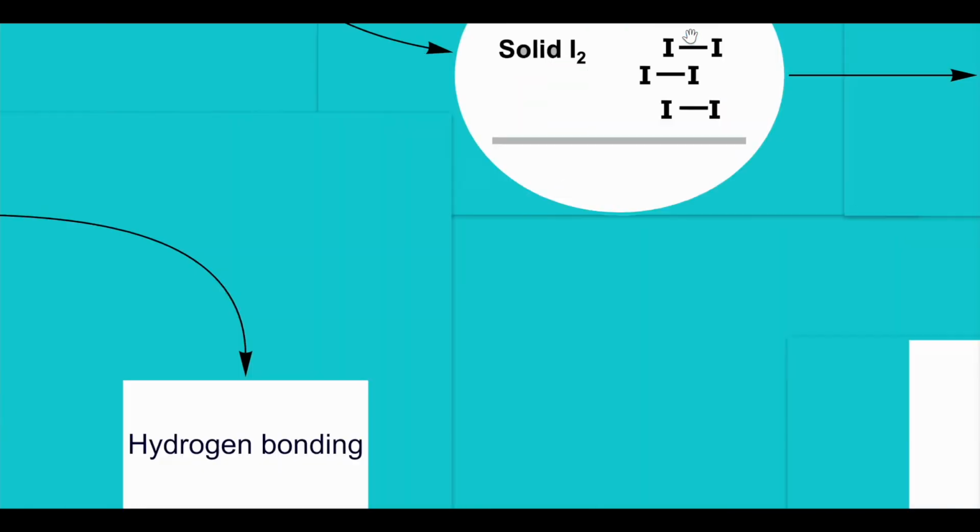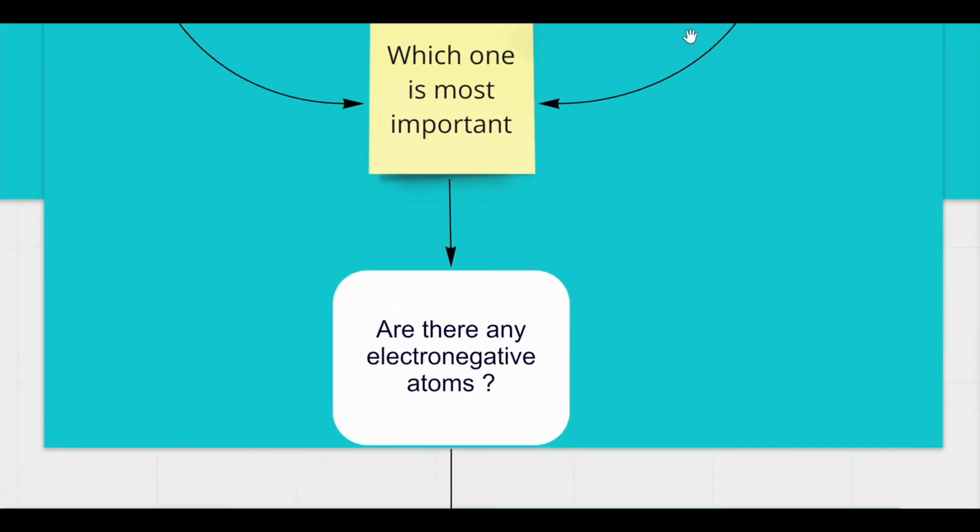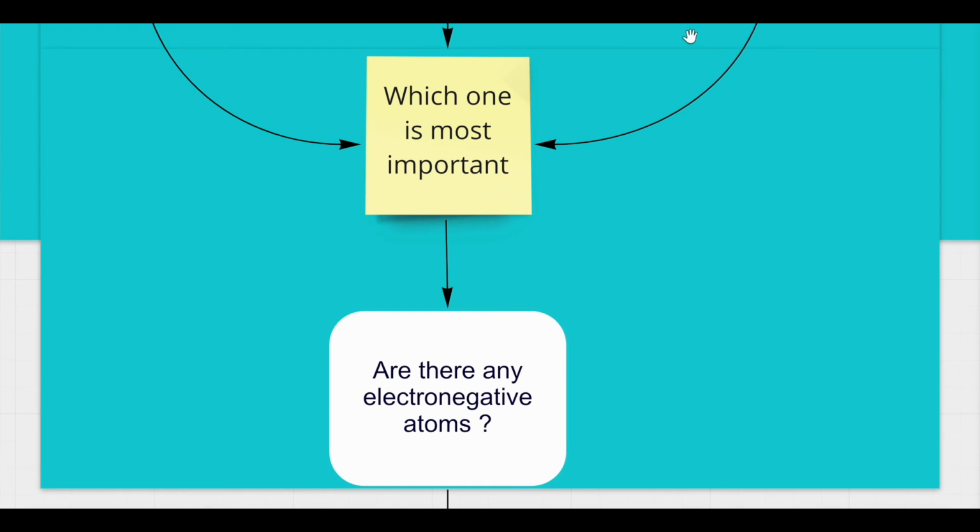So when we go back and we look at the 3 types of intermolecular forces that you now are aware of, having studied that unit, there are instantaneous dipole-induced dipole forces, also known as London forces, permanent dipole forces, and hydrogen bonding. Now just be careful where it says hydrogen bonding, it's not a chemical bond, it is still an intermolecular force. Now you decide which one is the most important when looking at a compound.